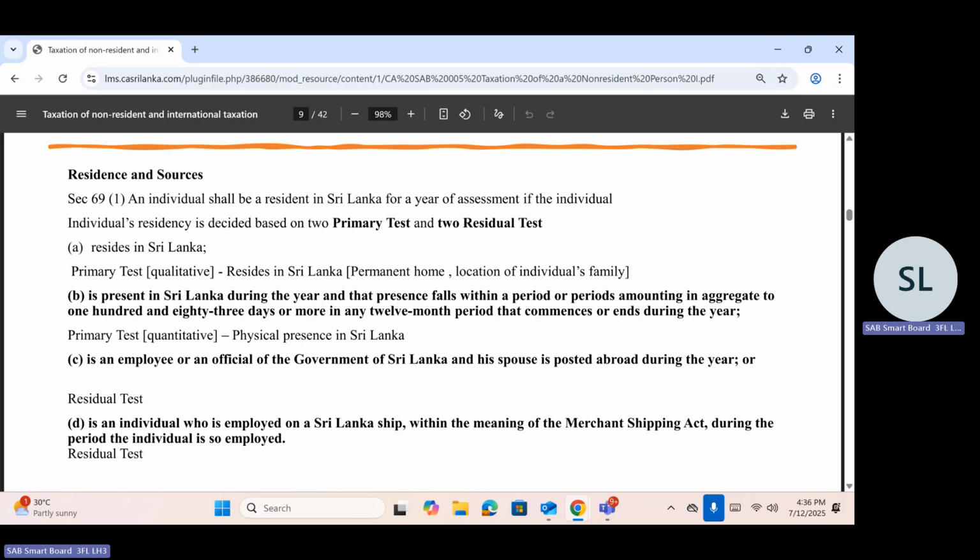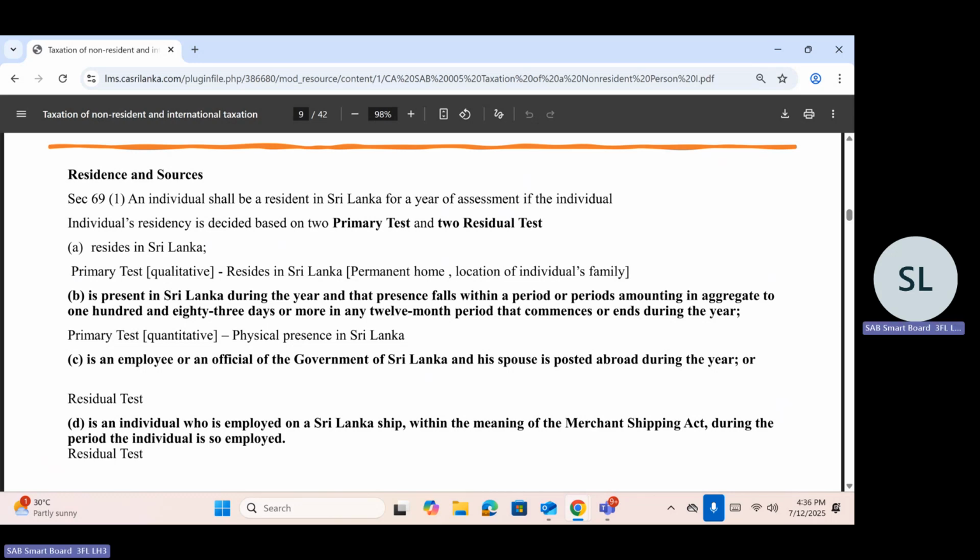Reside means, from the day he was born here, he is in Sri Lanka. He lived in Sri Lanka. What are the factors that need to be checked? Where is his permanent residence? Where is his family located? That type of thing we are checking.